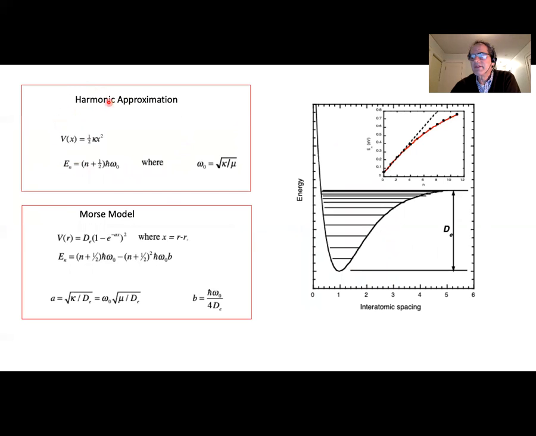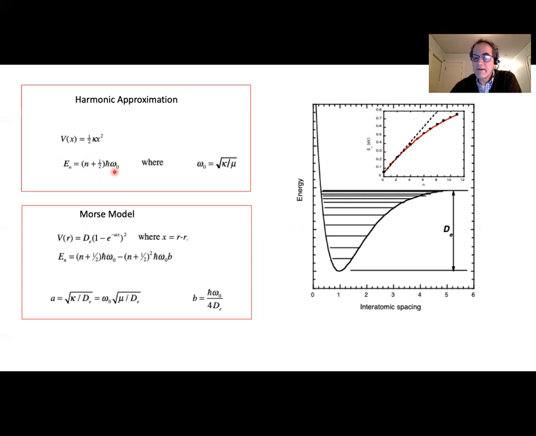So to begin with, we can approximate the potential between the two atoms as harmonic. If we do, we're in the harmonic approximation. And in that case, we know that the energy levels should be equally spaced. E sub n should be n plus 1/2 times h bar omega naught, where omega naught is the square root of the spring constant divided by the reduced mass. That's all familiar to us. And that's basically what we expect to see, nearly equally spaced energy levels.